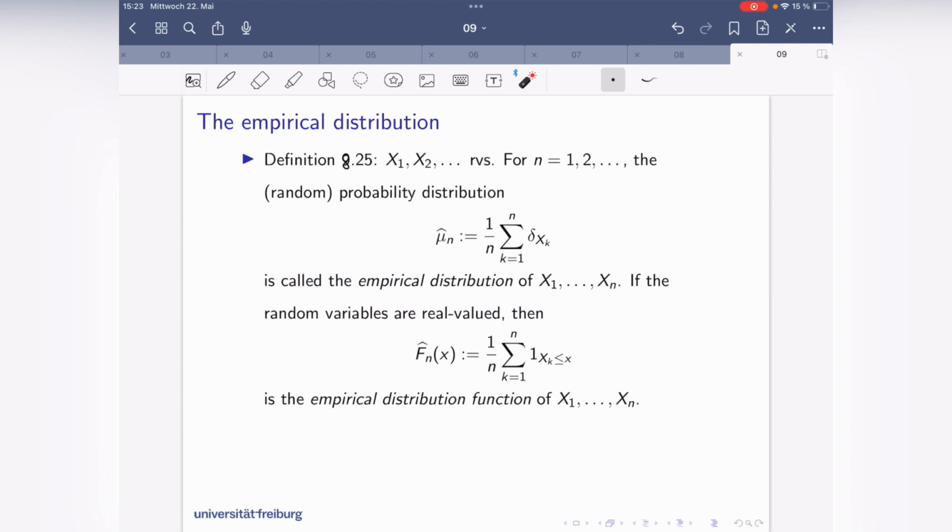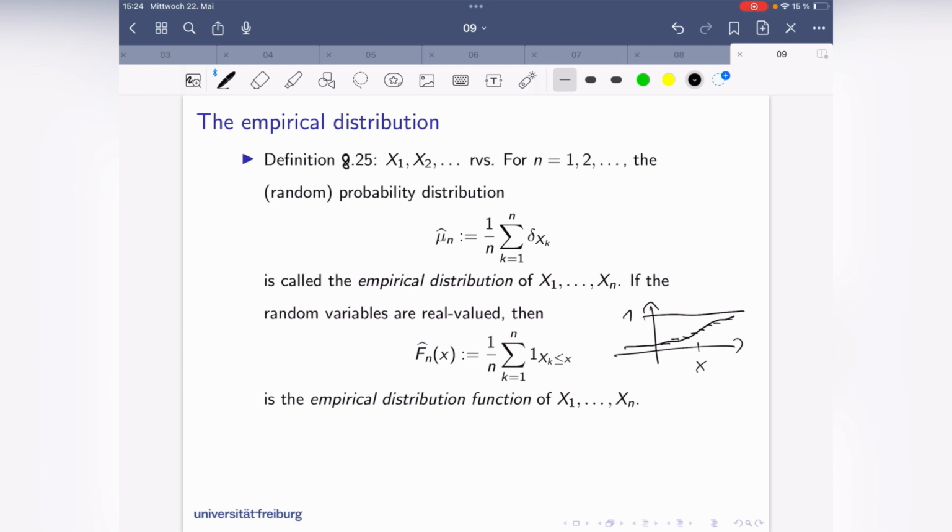And if they're real valued, you can not only have the probability distribution, which is the empirical distribution, but also the empirical distribution function. So at every point x, you ask yourself, what's the fraction of random variables which are below this x here? And then you also get some distribution function. But since you only have finitely many n here, this thing is not absolutely continuous with respect to Lebesgue measure, but it's a counting measure, as you see.